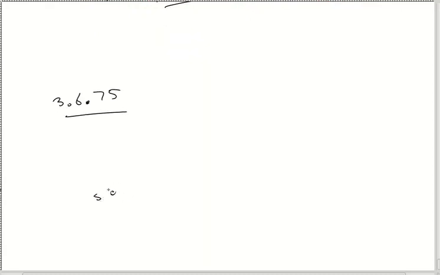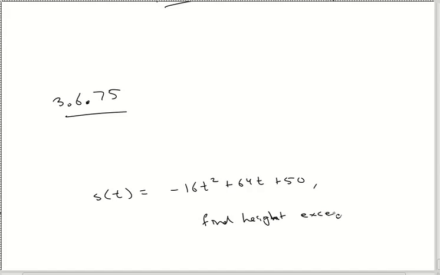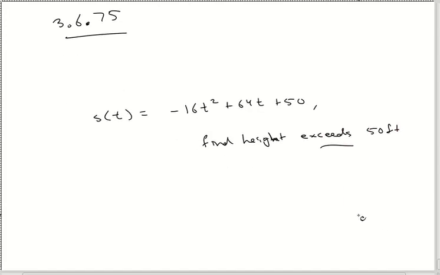Let's talk about this. I got S of t. There's a lot of words, by the way. S of t is equal to negative 16t squared plus 64t plus 50. And they say find when the height exceeds 50 feet. Okay. What? This is your height. This is your height. And they say, when is this height here exceeding 50 feet?